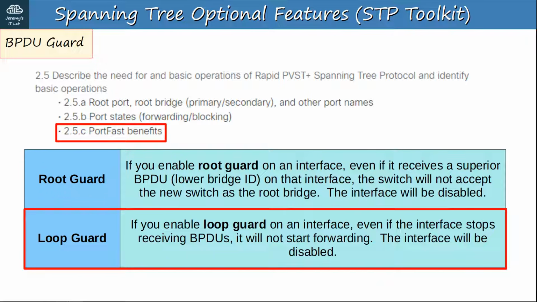If you enable loop guard on an interface, even if the interface stops receiving BPDUs, it will not start forwarding. The interface will be disabled. This prevents loops that can happen if an interface fails only in one direction, causing what is called a unidirectional link that can't receive data, but is still able to forward it, or the opposite. So those are two other optional spanning tree features.